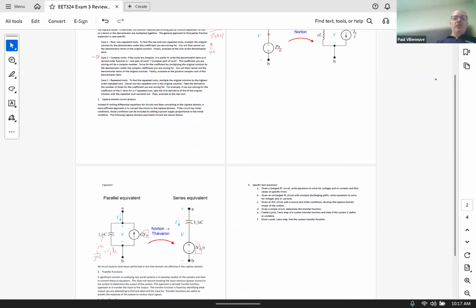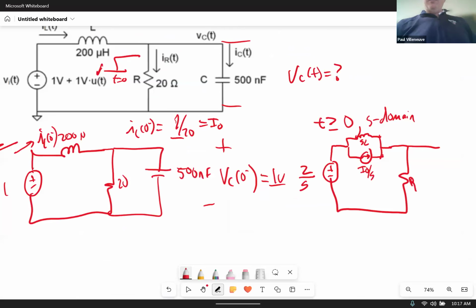What should I use for the capacitor? Do I use the series or the parallel equivalent? Keeping in mind, I'm planning on doing nodal analysis. Use the series? Well, I might argue you want to use the parallel because I'm introducing another node when I do the series circuit. You certainly can, but I would rather do the parallel equivalent. I think. Okay.